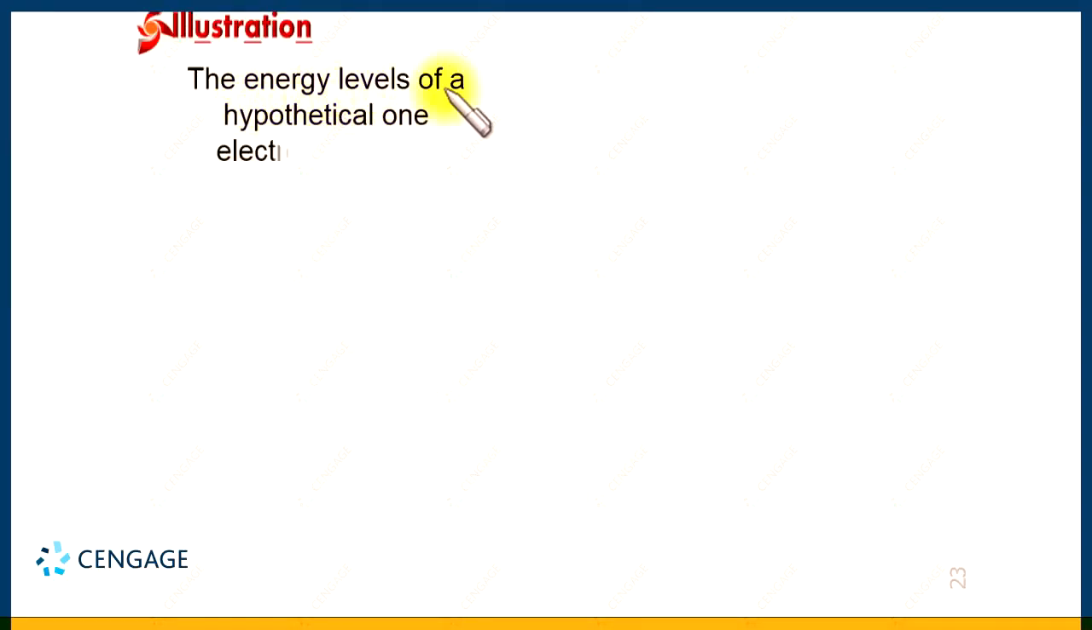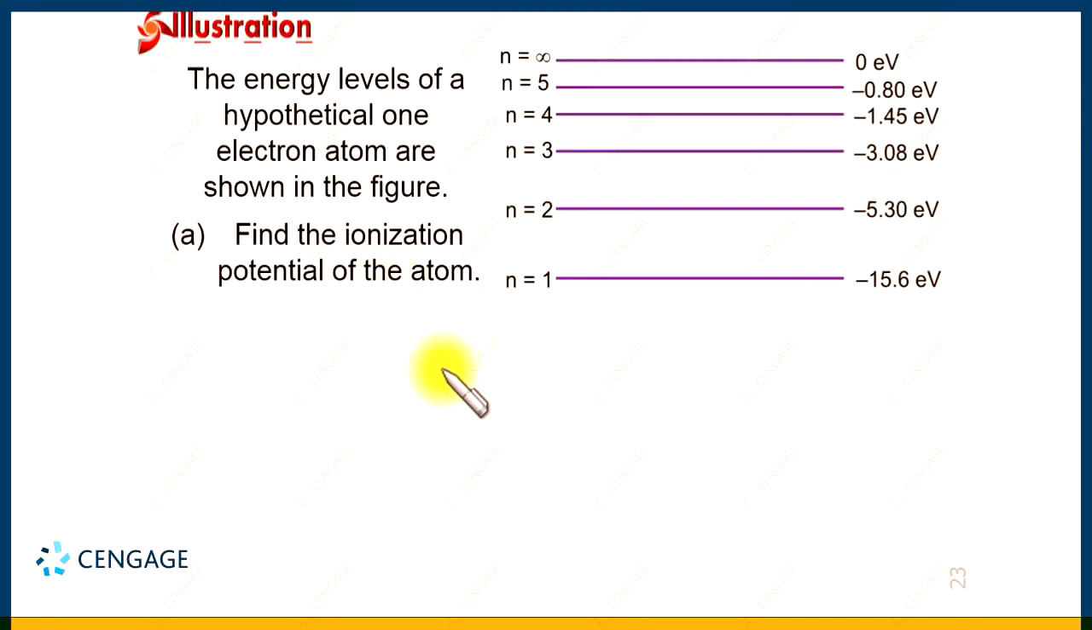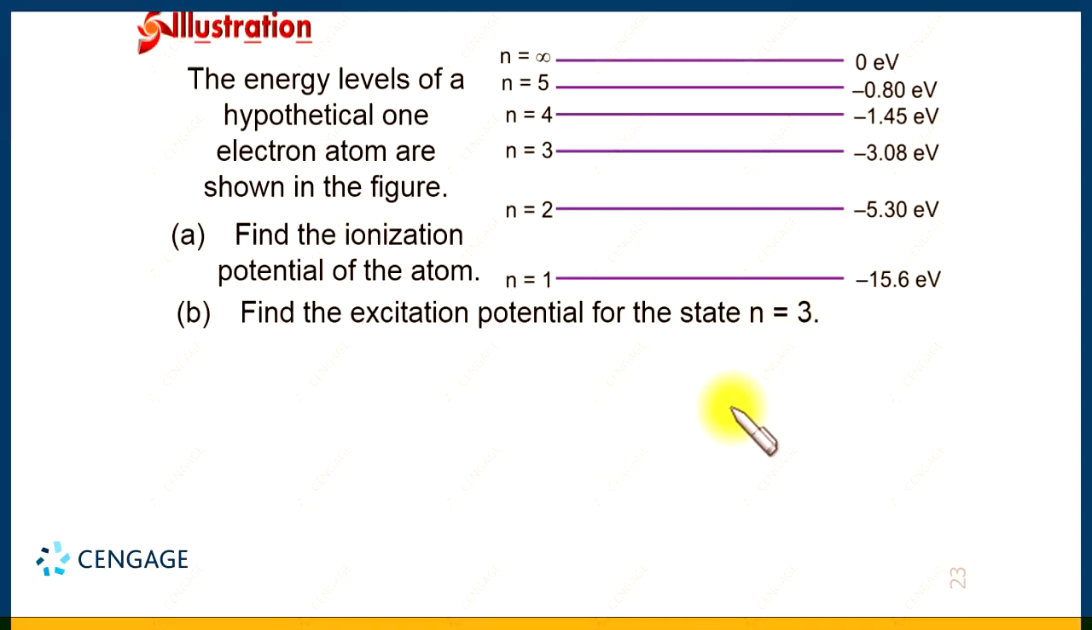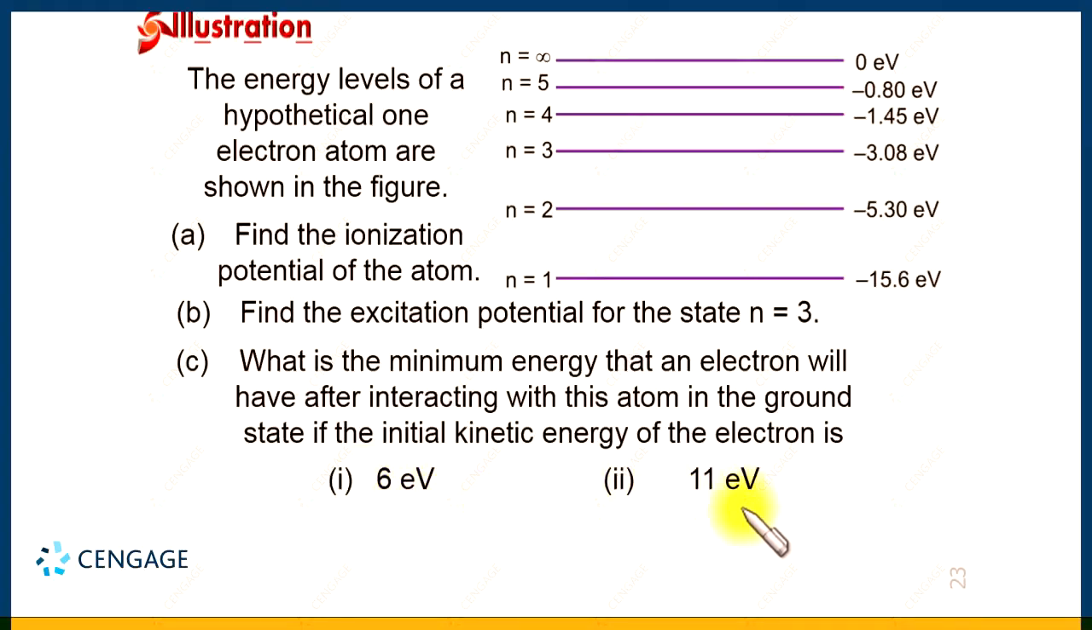The next illustration is again related to the energy level diagram. This is the energy levels for a hypothetical one-electron atom, right. This is a hydrogen-like atom again, and this is the energy level diagram, but it is a hypothetical atom. The first part of the question asks to find the ionization potential of the atom, in the second part find the excitation potential for state n equal to 3, and in the third part, what is the minimum energy the electron will have after interacting with the atom in the ground state if the initial kinetic energy of the electron is, in the first case, 6 electron volt and in the second, 11 electron volt.